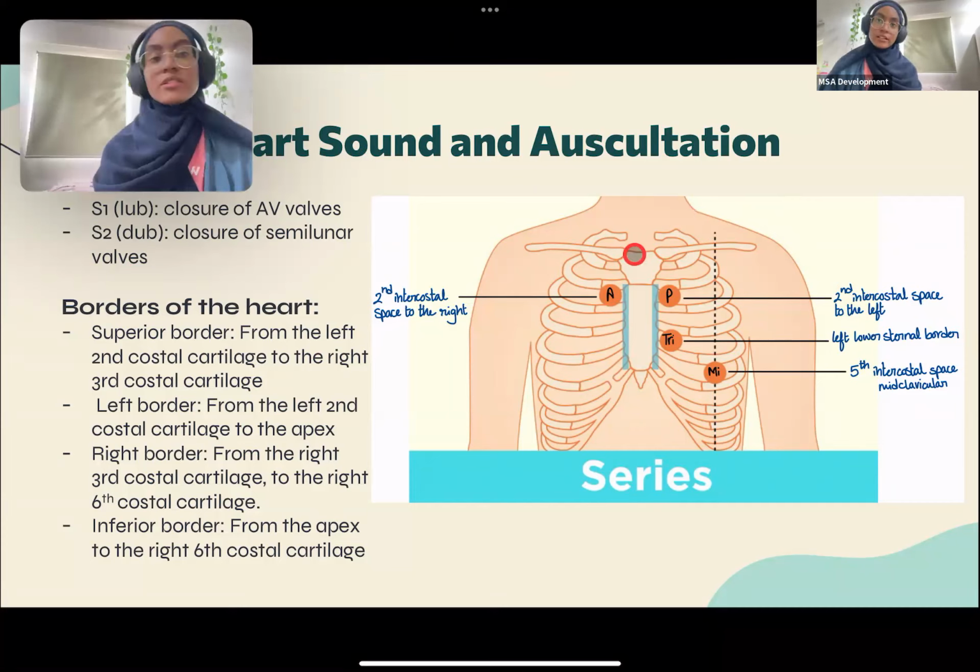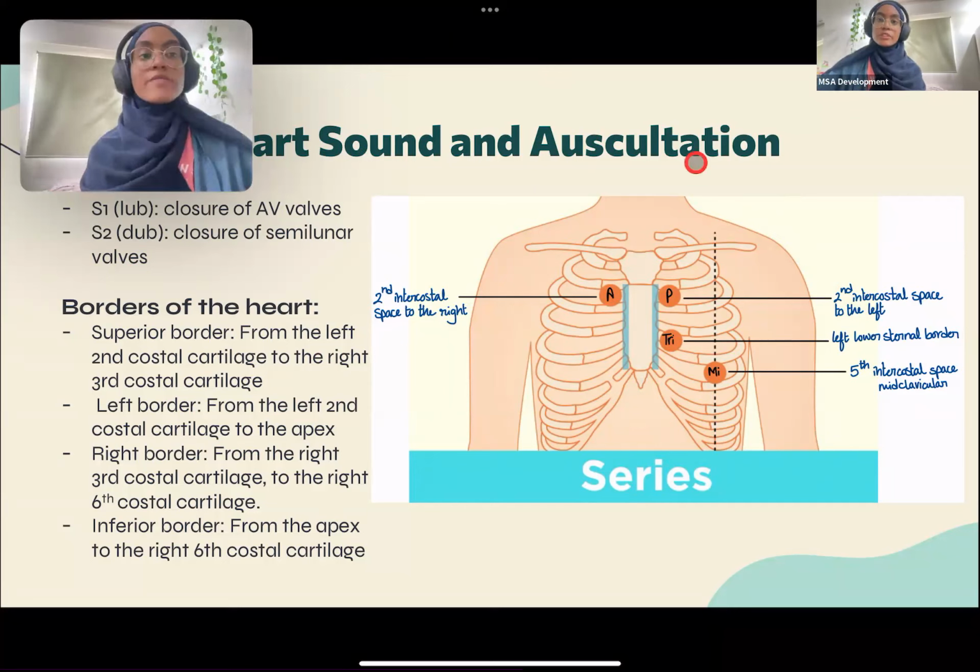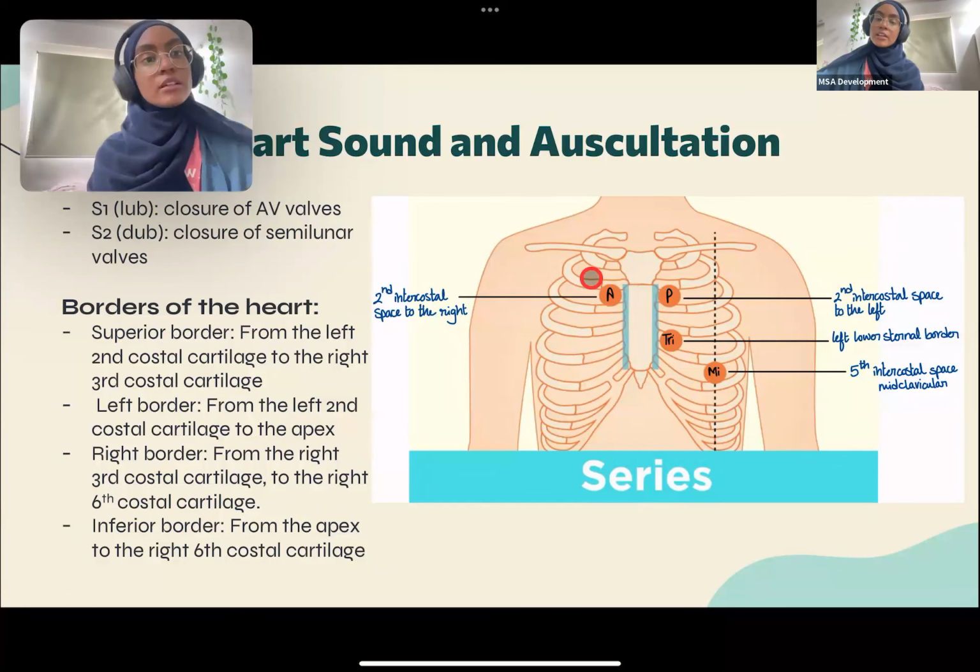do you guys remember the sternal angle I spoke about? If you put your hand on your sternum, you'd feel a bump. That's the sternal angle, right? So this is very important here. Why? Because the sternal angle is very close to the second rib, right? So if we locate the second rib, we then know where to auscultate, okay? And it's basically like a landmark.